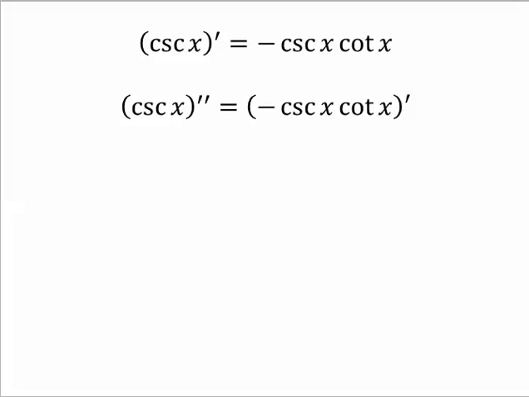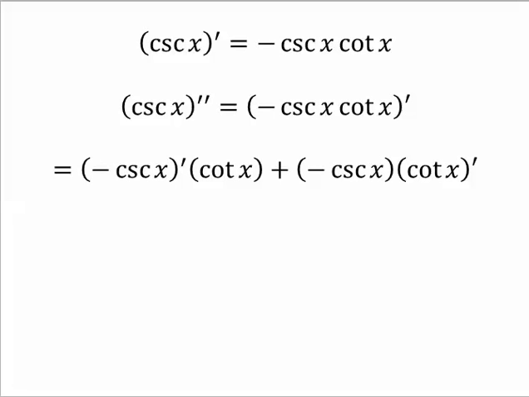Now I need to find the second derivative. The second derivative means I have to take the derivative of this product. It's a product, so I have to use the product rule. Derivative of a product is the derivative of the first times the second plus the first times the derivative of the second. I see that I'm going to have to remind myself of what the derivative of cosecant is and what the derivative of cotangent is.